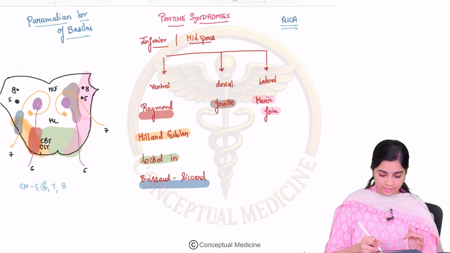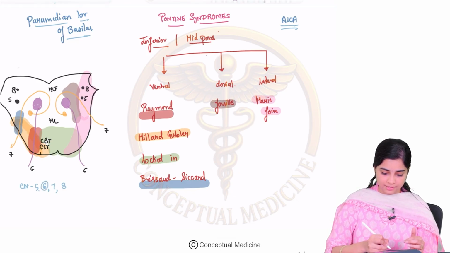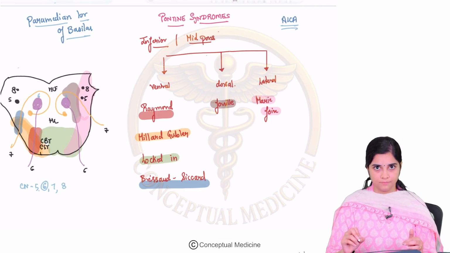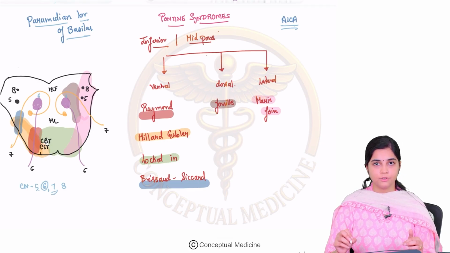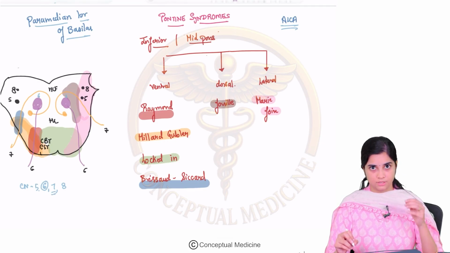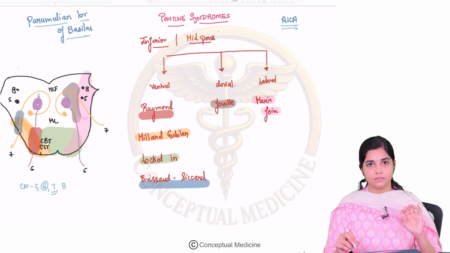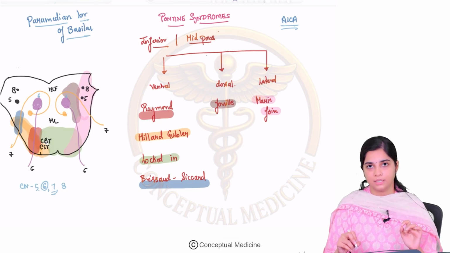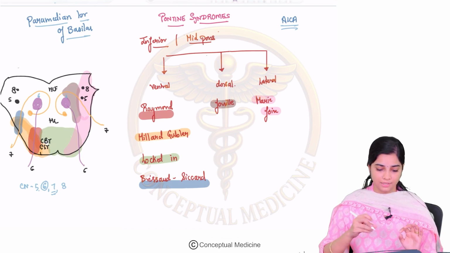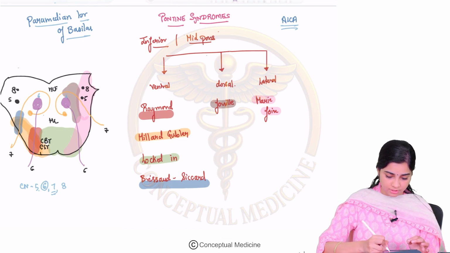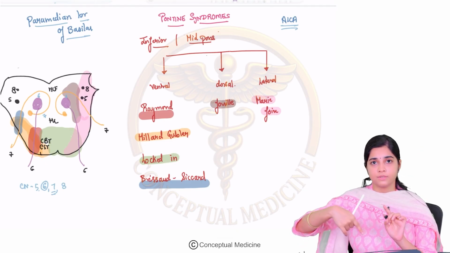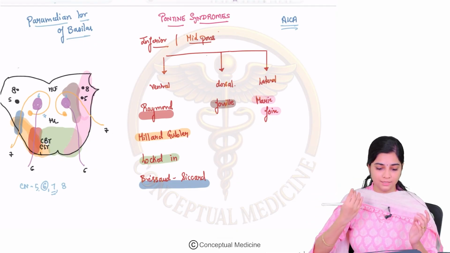The motor cranial nerve is the sixth cranial nerve, which is present medially, right? Can you see in purple, this is your sixth cranial nerve. The seventh cranial nerve nucleus, how is it arranged? The seventh cranial nerve arises from its nucleus, which is in yellow, and moves around the abducent nerve nucleus and comes out. So it hooks around the abducent nerve nucleus and comes out.